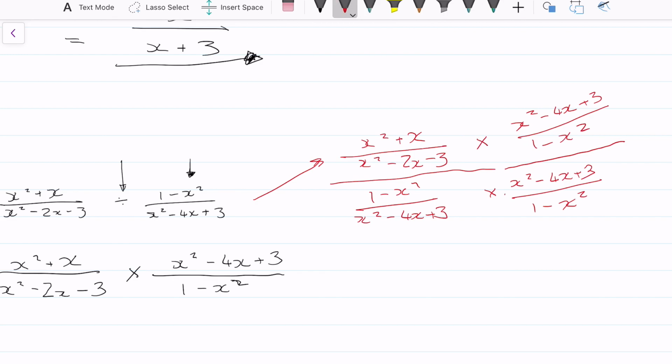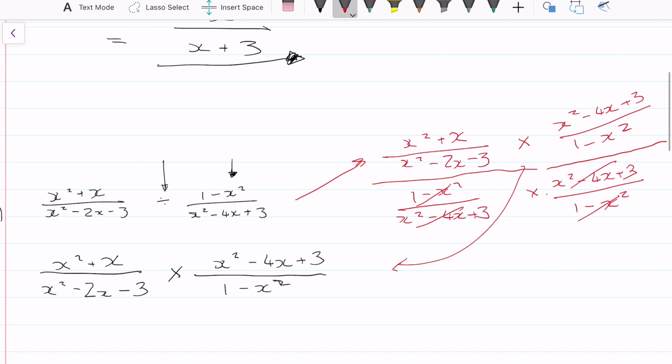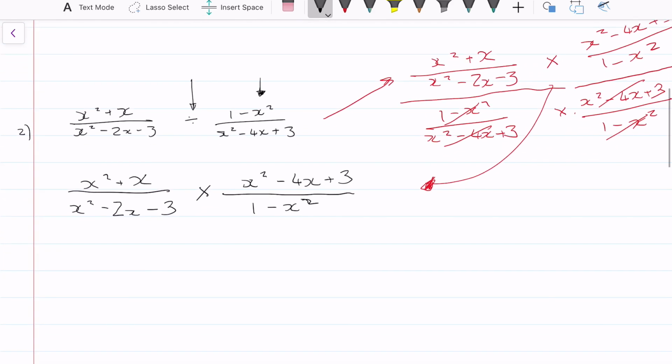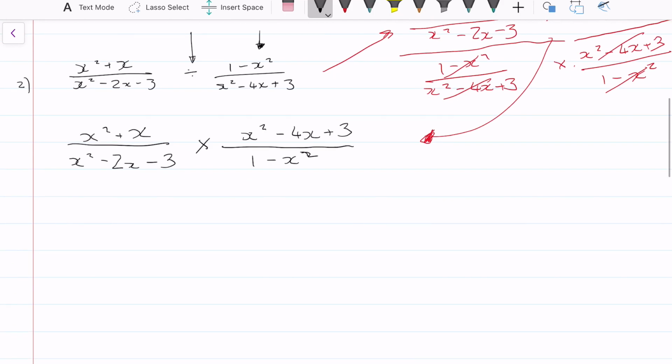Okay, so we multiply the top and the bottom by the inverse. And that way these cancel, so we're left with 1 at the bottom, and we're left with what we have here. Okay, but you don't need to know that entire process. You can just know when you see a division sign that you invert the next term. Okay, now we're going to go into factorizing.